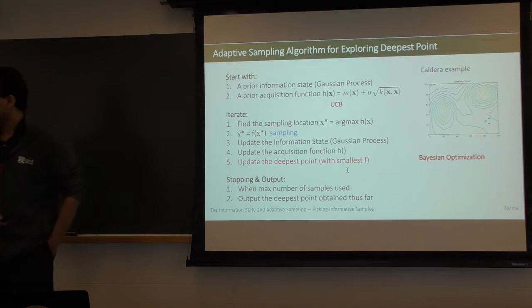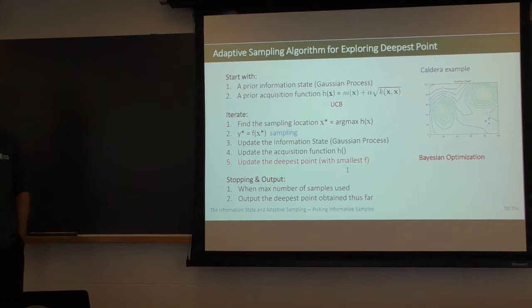What would be an example of a hyperparameter? Oh, so I just gave, say, the covariance matrix, sorry, how much my correlation decays across distance. So that would be one.